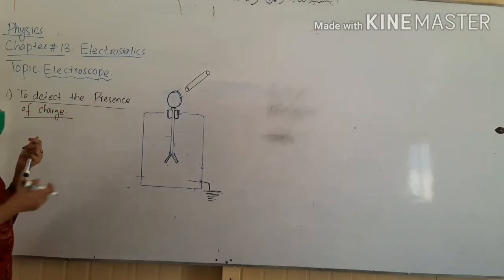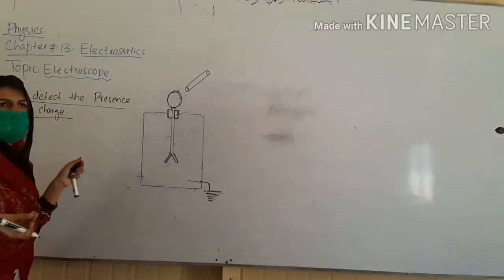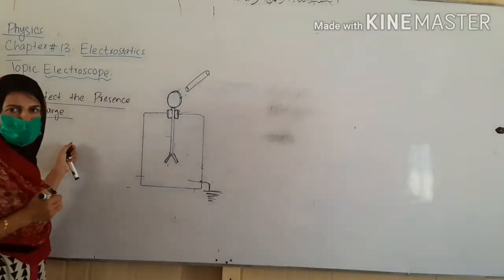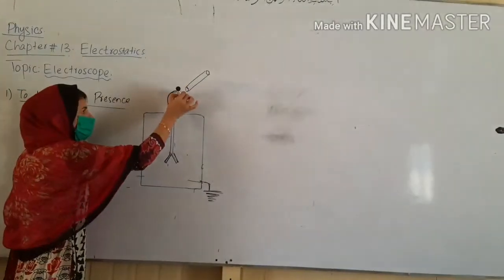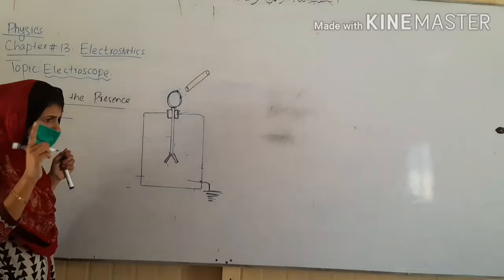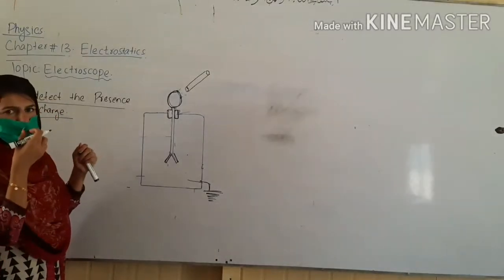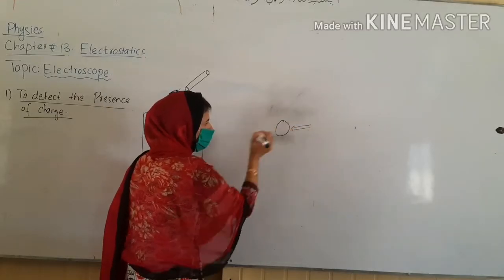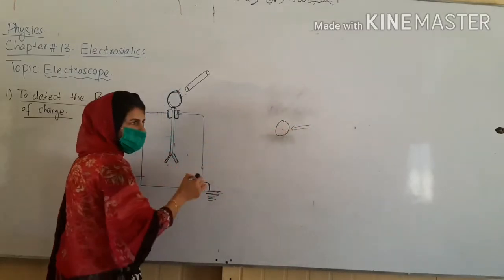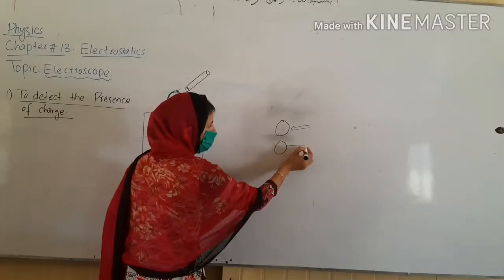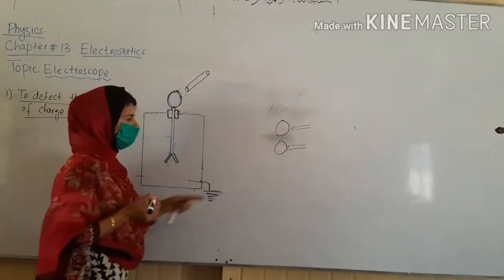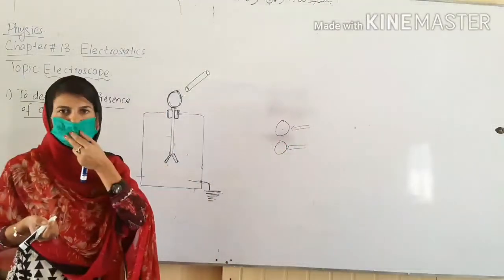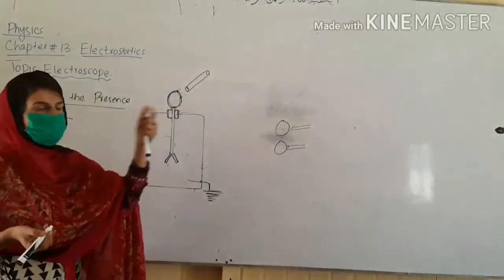So how do we detect? Bring the body that we have to detect, that is the testing body, near this neutral disc. You have discussed electrostatic induction. Whenever a charged body is brought near a neutral body, it will affect the neutral body. But if a neutral body is brought near another neutral body, no change will occur in either body. Is it clear? That is electrostatic induction.